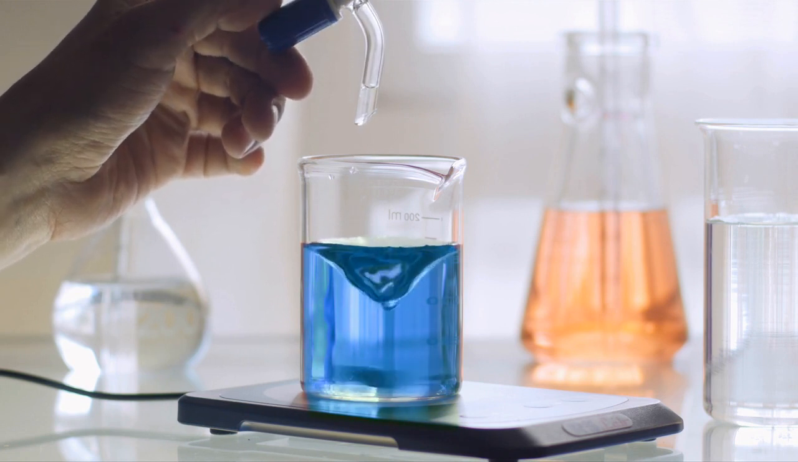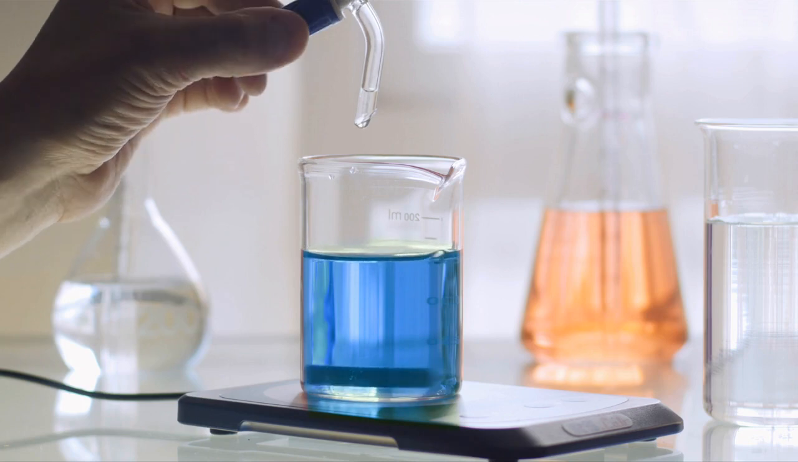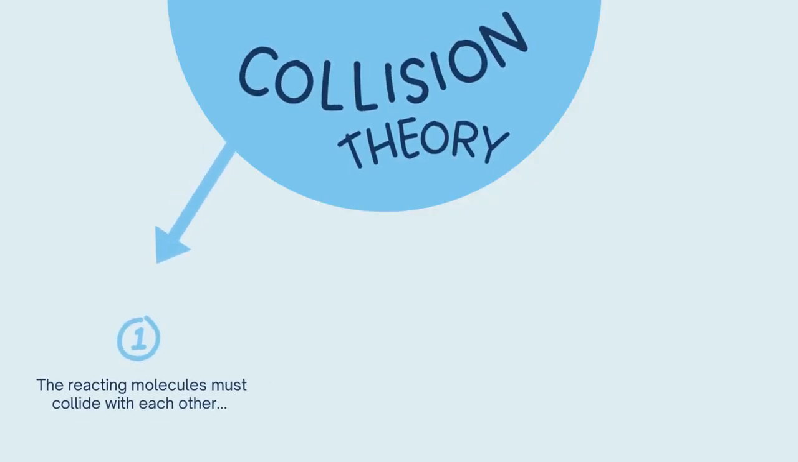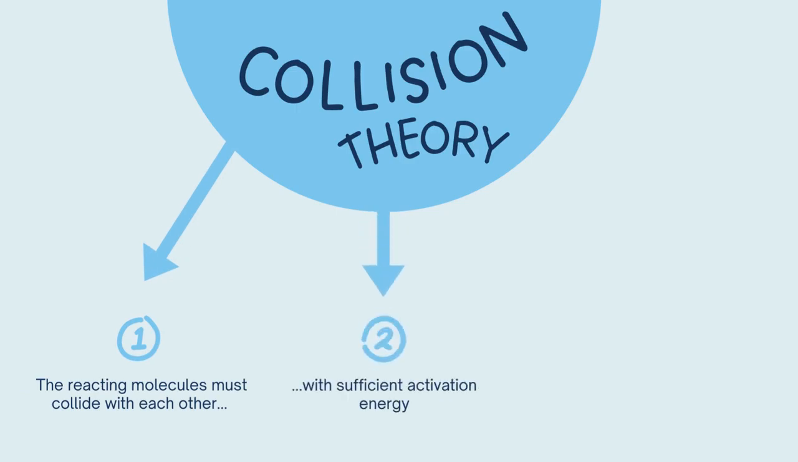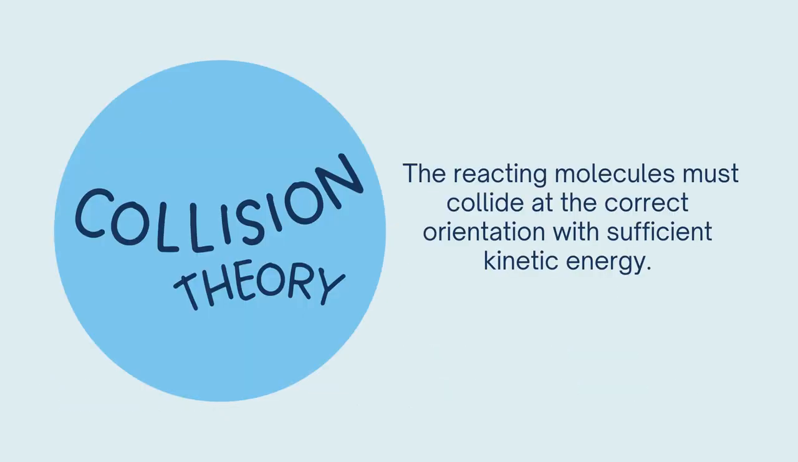Collision theory states three key components for a chemical reaction to occur. 1. The reacting molecules must collide with each other. 2. With sufficient activation energy. And 3. In the proper orientation. So, in order for a reaction to occur, particles must collide at the correct orientation with sufficient kinetic energy.